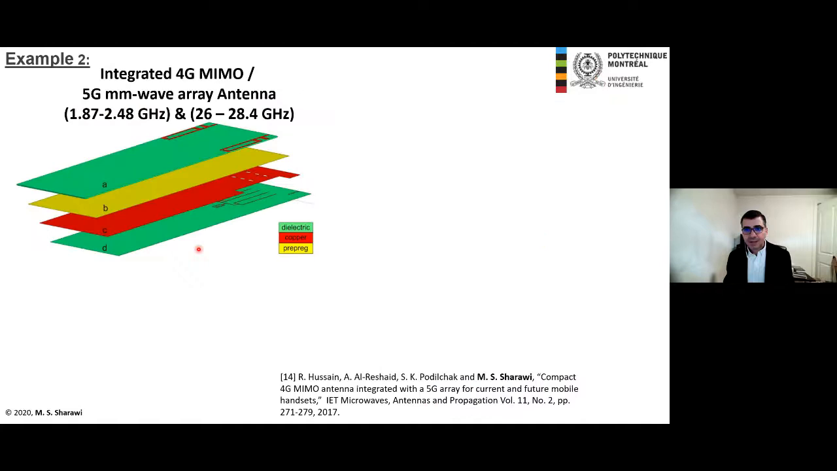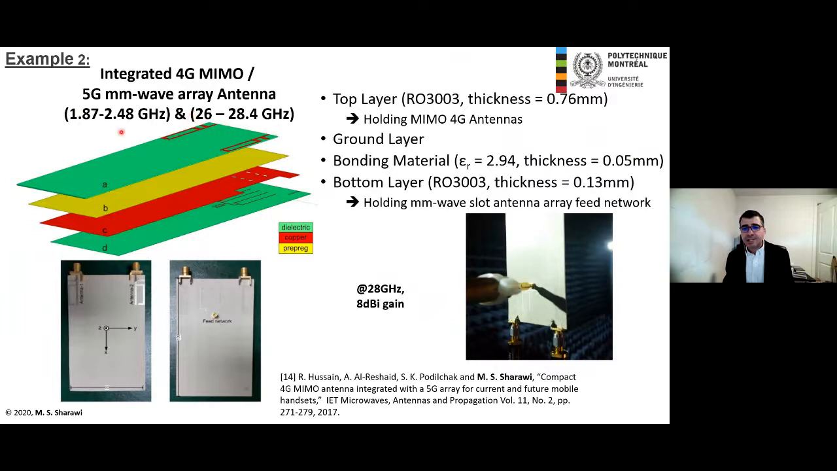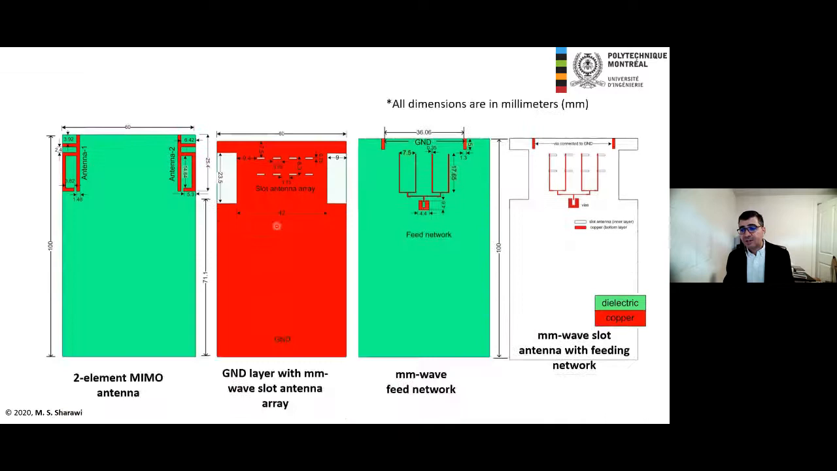We integrated 4G and 5G systems as well that operated at sub 6 gigahertz as well as millimeter waves, but this was a design with a fixed beam. And as you can see here, we adopted a multi-layer approach. This was the first 4G, 5G antenna system, and this is an exploded view of the multiple layers. As you can see here, we have the 4G antennas and then the 5G antennas in the ground plane, and then we have the feeding network at the backside.